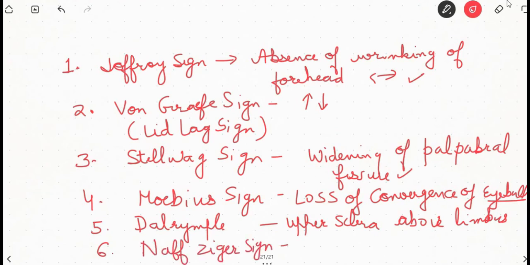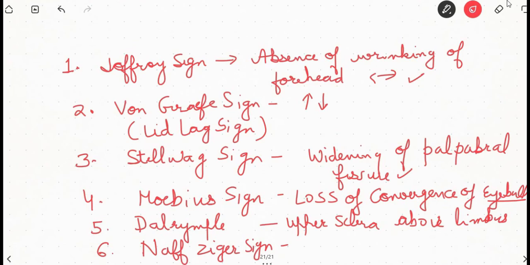Naffziger sign: you have to stand behind the patient and look at the supraciliary arch by tilting the patient's head backward. In a normal case, the eyeball is not seen. In case of exophthalmos, the eyeball is protruded outside. That is Naffziger sign.